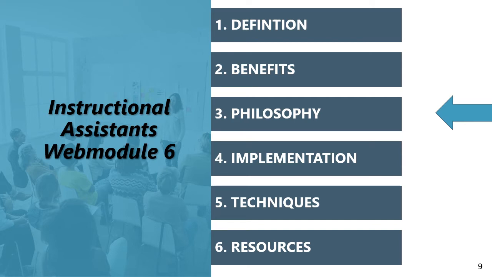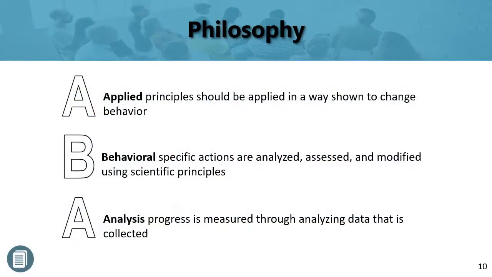Next, we will review the philosophy behind applied behavioral analysis. Applied means the principles should be applied in a way shown to change behavior. Behavioral means specific actions are analyzed, assessed, and modified using scientific principles. Analysis means that progress is measured through analyzing data that is collected. Please take a moment to complete the processing guide for this slide.